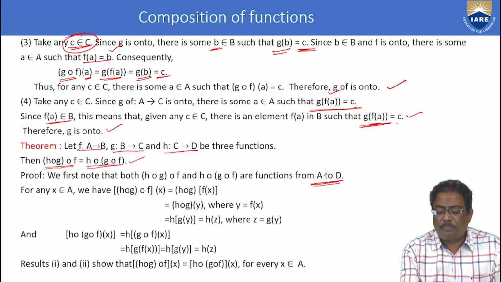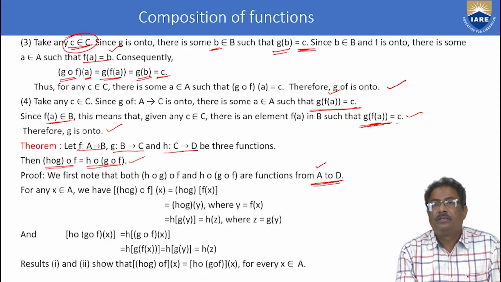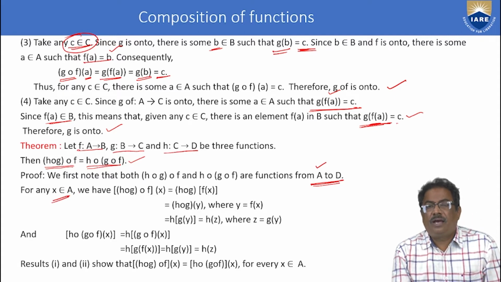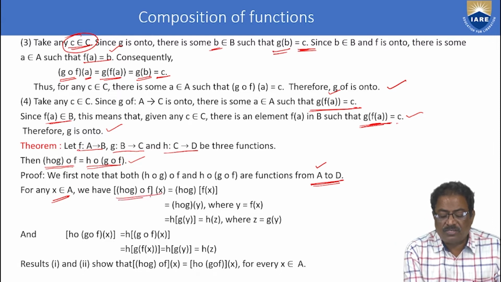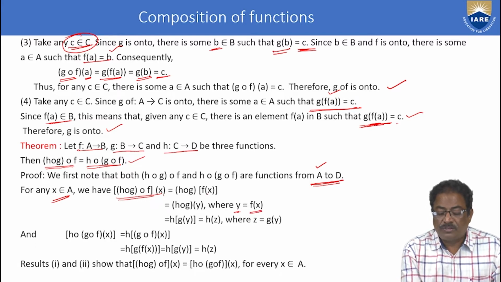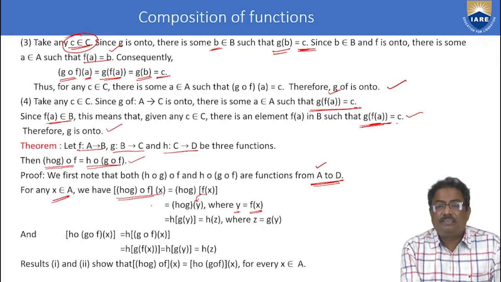So here both are from A to D only, so I am going to consider one element in set A, x belongs to A. Now I am going to take the function of x, so this is nothing but h of g of f of x. And f is a function from A to B, so f of x is equal to the image of x, which I am going to take as y. Now this is h of g of y.